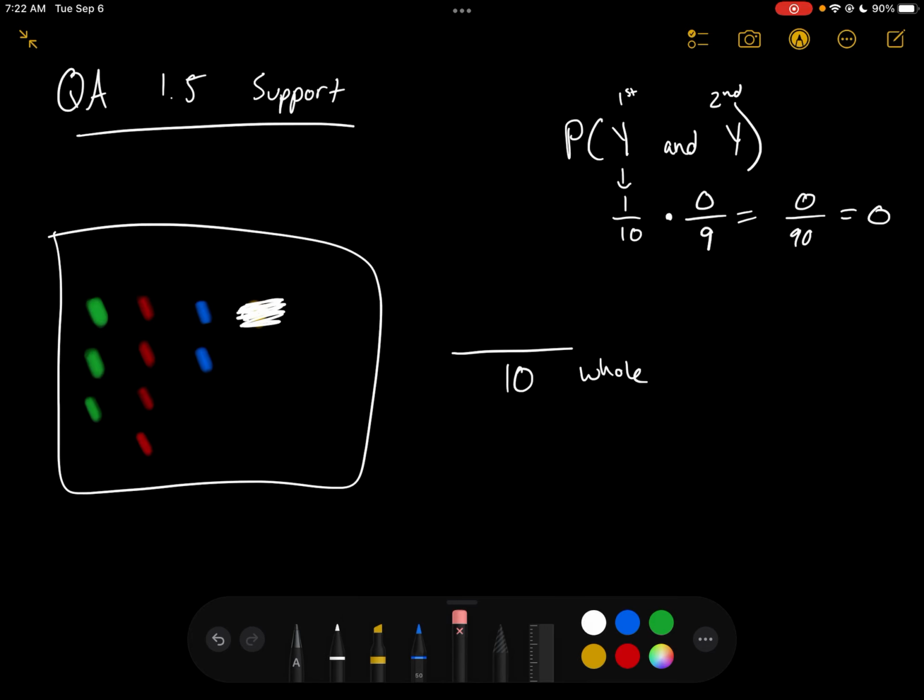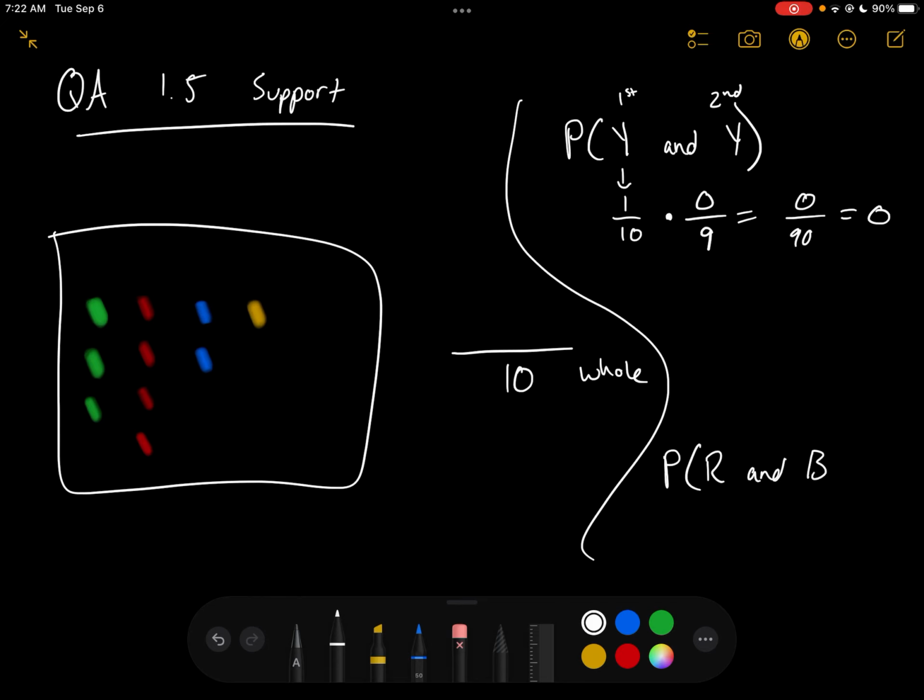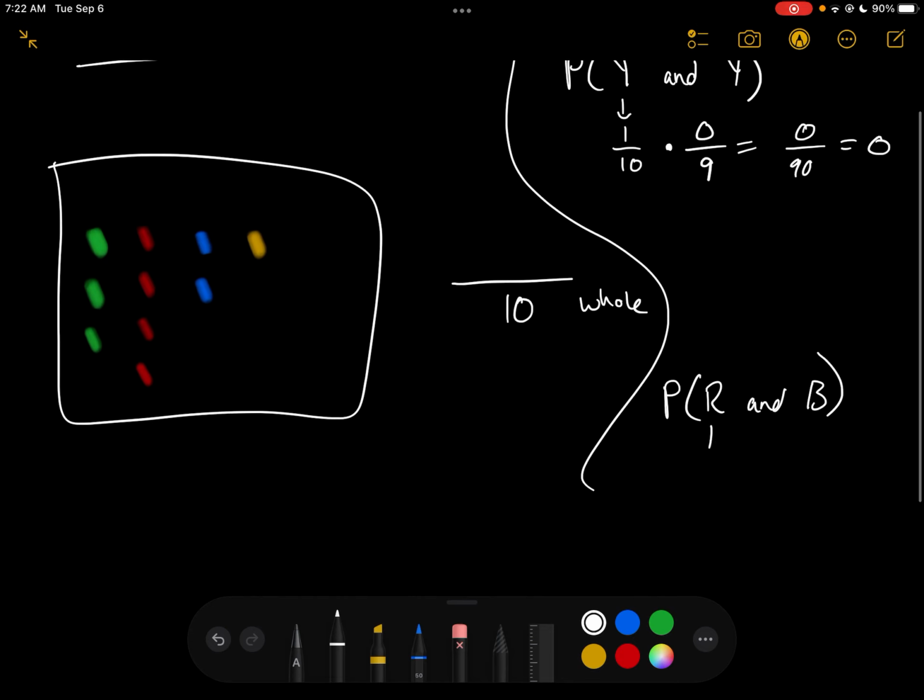So that is an idea of basically removing one from your whole, and when you remove one from your whole, you're going to see that your probability changes for your second event. Let's do another example though, because I know that this can be kind of confusing. So we'll do the probability that you get a red and a blue.